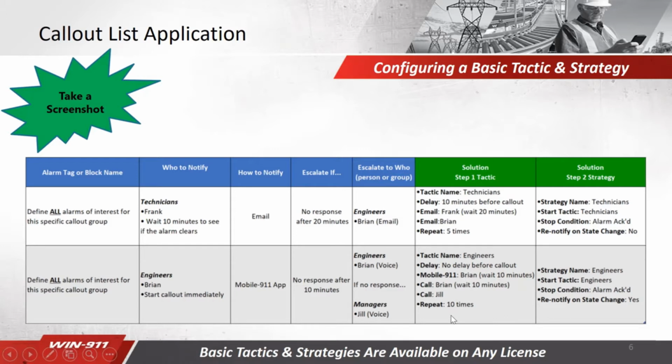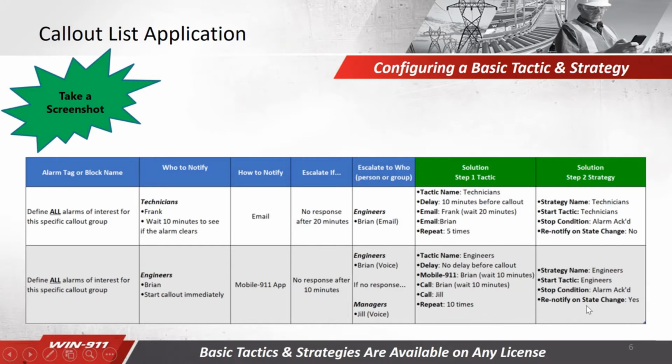Now, to configure our tactic, we'll name this tactic engineers. As pointed out over here, we're not going to do any delay. The first notification will be Brian using the mobile app. We will wait 10 minutes. The next item we will do, we'll call Brian. We'll wait 10 minutes, and then we will call Jill, the manager. So this is an example of our escalation path. We can repeat this loop 10 times. Our strategy name is engineers. We'll name these the same in this example. We'll start the tactic named engineers.